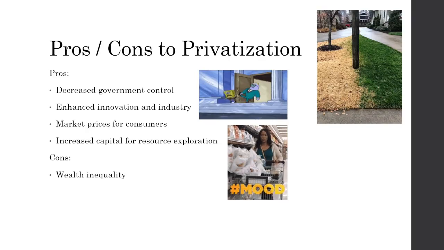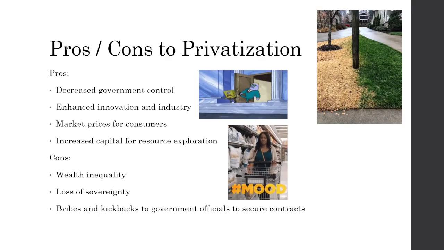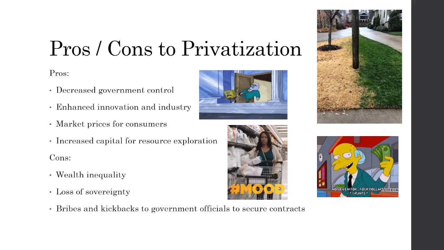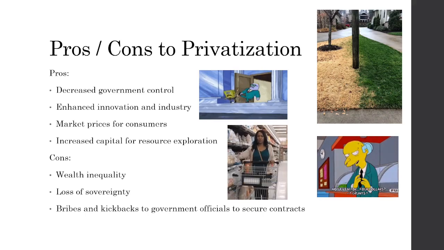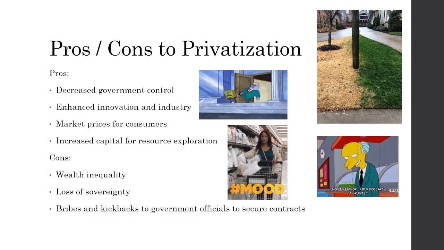Cons include wealth inequality, which is shown through the Russian oligarchs. We can see a loss of sovereignty as the states are giving up those resources in the industries. Bribes and kickbacks to government officials, though, to secure contracts or conduct various policy-making measures. Yeah, like on The Simpsons. Bribery, it can be rampant.